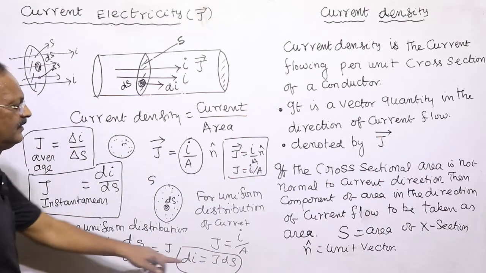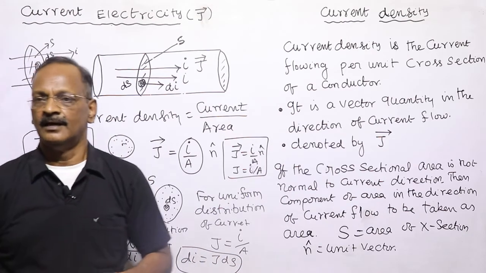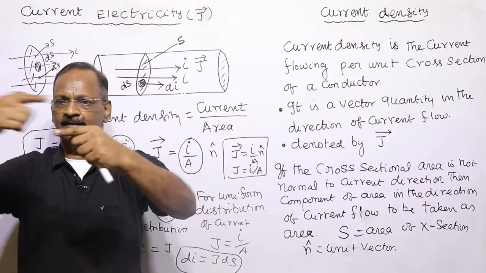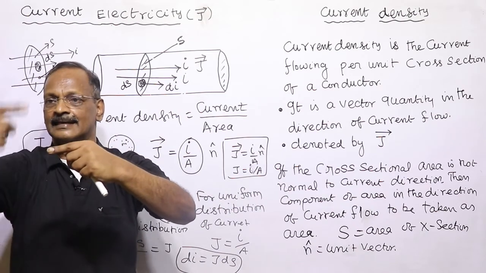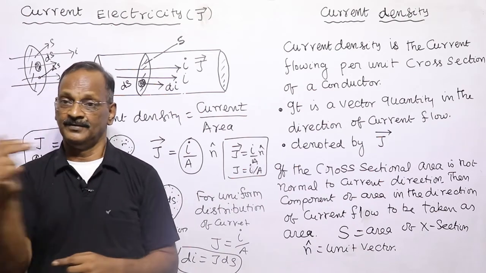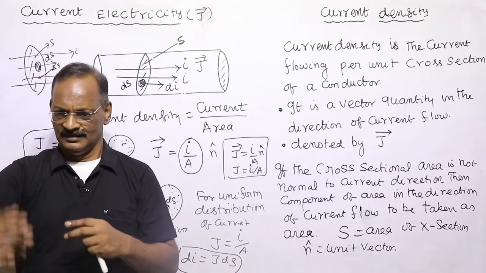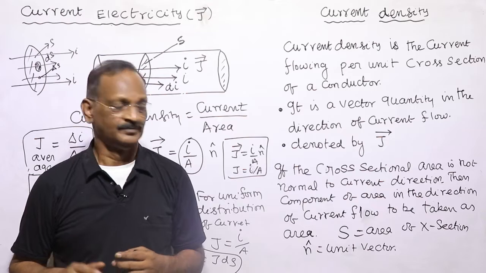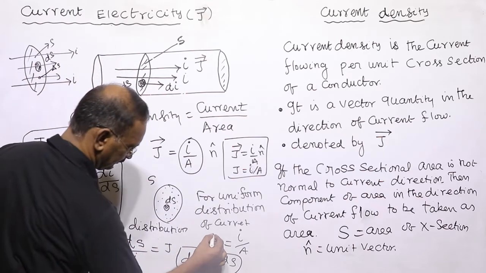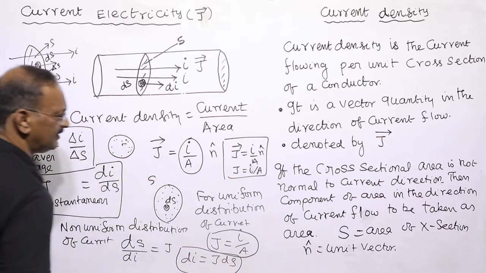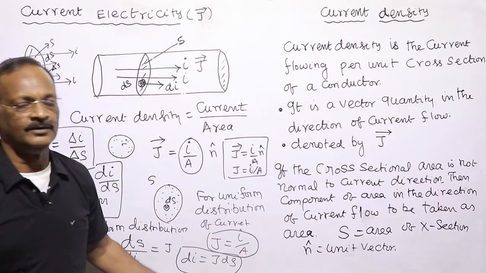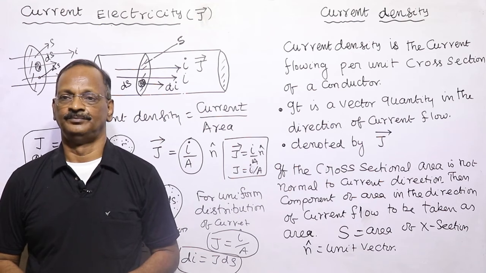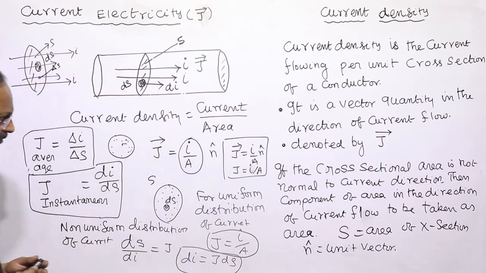This formula we use for non-uniform distribution of current. Non-uniform distribution means the current flowing is not uniform in the cross section of the conductor. If the current flowing is the same everywhere in the cross section, then it is uniform, and in that case we will use this formula. If it is non-uniform distribution, we will use this formula. Generally, we are given problems with non-uniform distribution, so direct questions will not be asked.